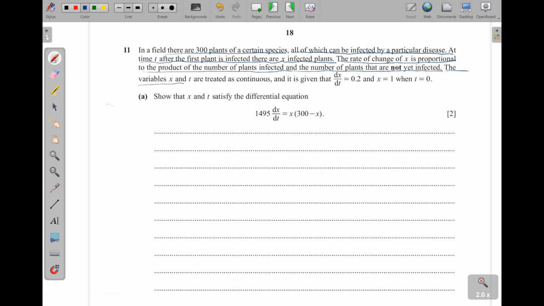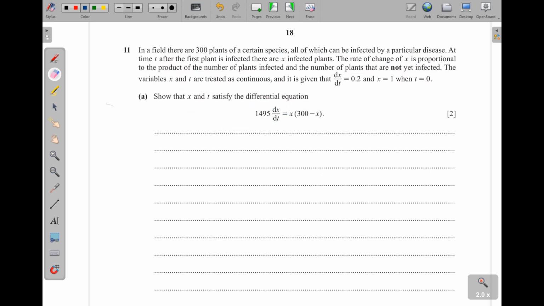The variables x and t are treated as continuous, and it is given that dx/dt is equal to 0.2 and x is equal to 1 when t is equal to 0. Part A. Show that x and t satisfy the differential equation 1495 dx/dt is equal to x into 300 minus x.